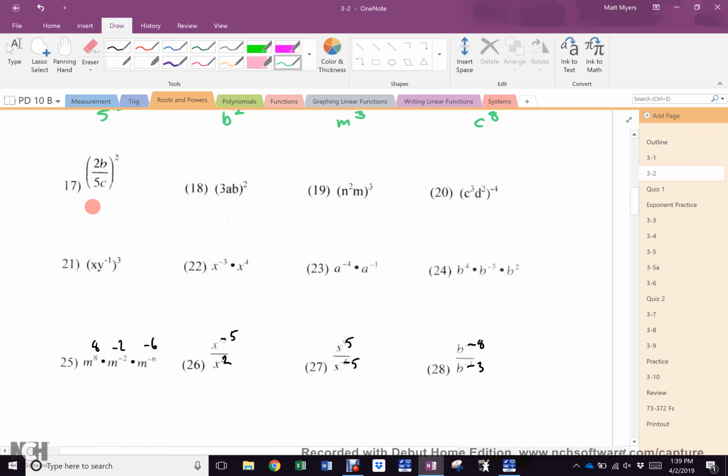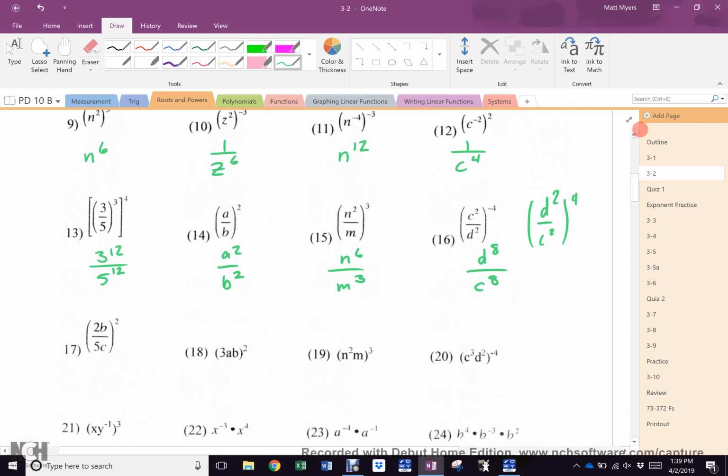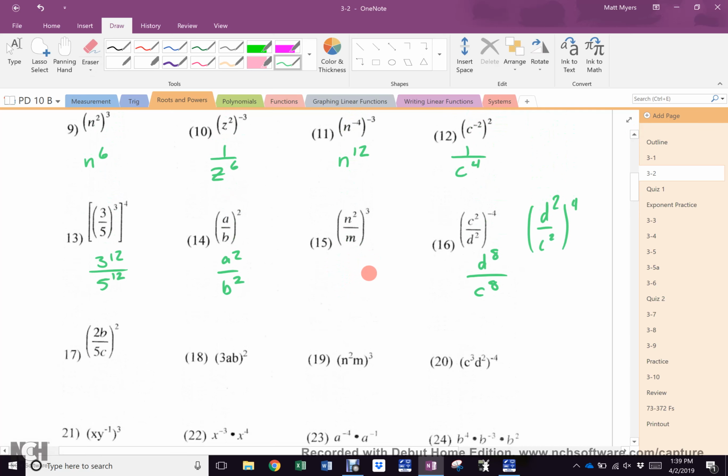Back to Levi, yes. 15. What's the base? No. The base is n squared over m. How many of them are there? 3 of them. N, 6 n's. N to the 6th. M times m times m. M cubed. The shortcut is it multiplies.